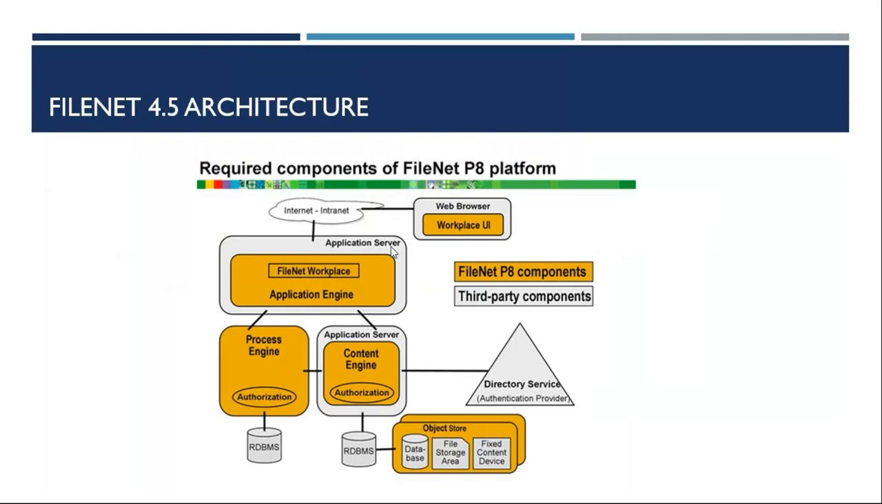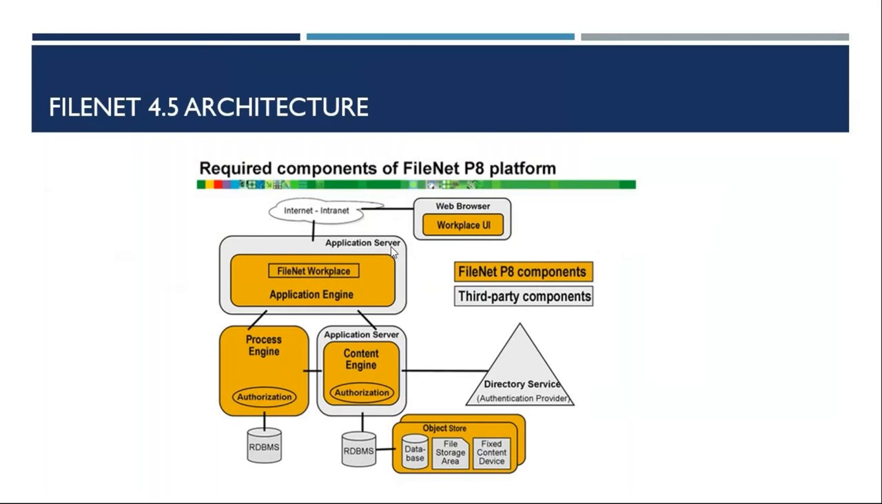Generally, what is the meaning of FileNet? Like we have the names CPE, CSS, ICN. Is this a FileNet name or some other names? CPE is Content Platform Engine, and ICN is IBM Content Navigator. In ICN, we can see the version, but it's a version of ICN only, not the FileNet version.